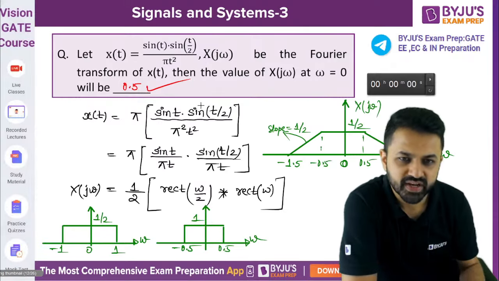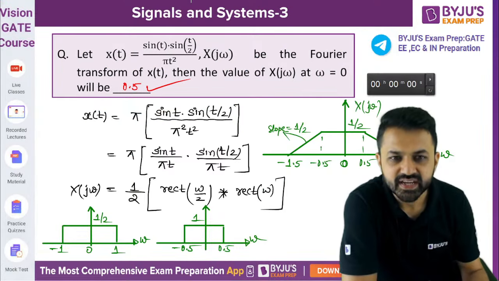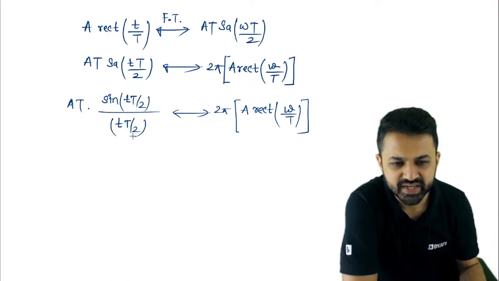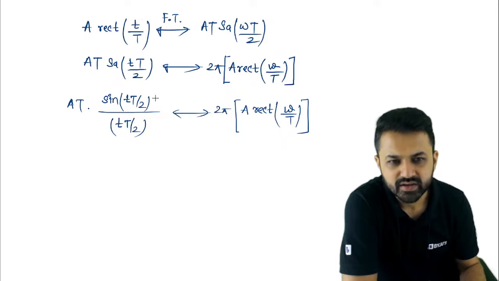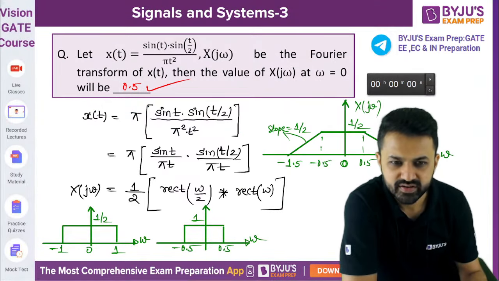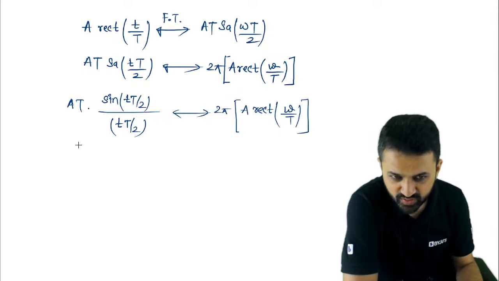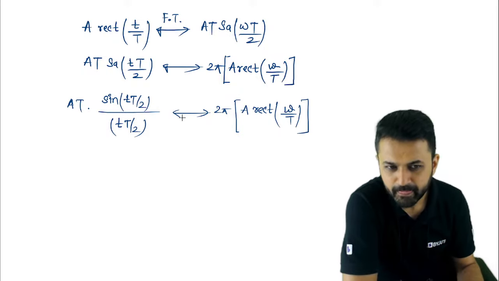Now if you compare it, we have πt. So that means capital T by 2 is equal to π. Capital T by 2, from the coefficient, we have 1. Okay, so capital T by 2 should be 1. So we have to multiply π. So this π you have to bring in the denominator.